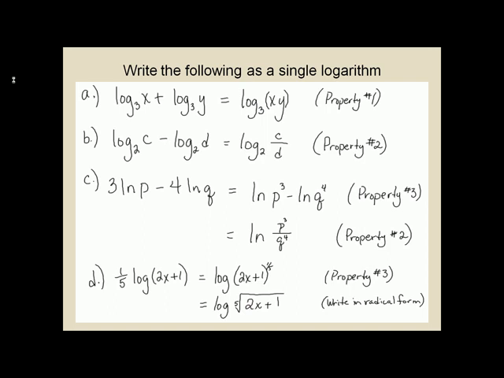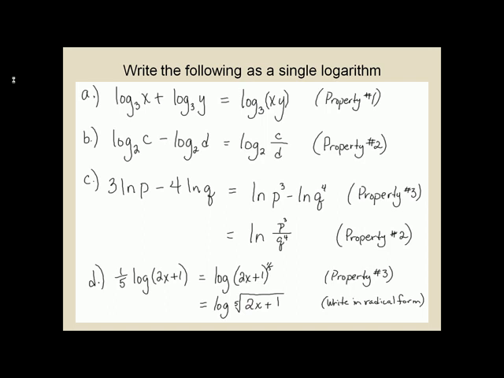Part C, we have 3 ln of p minus 4 ln of q. Well, I do have subtraction of two logs, but I have coefficients out in front of them, and my properties do not. So I have to get rid of the coefficients out in front. Property number 3 will allow me to do that before I can combine the subtraction of two ln's. So I'm going to bring my 3 back in terms of a power of p, and my 4 back in terms of a power of q. So my first step will be ln of p to the third minus ln of q to the fourth.